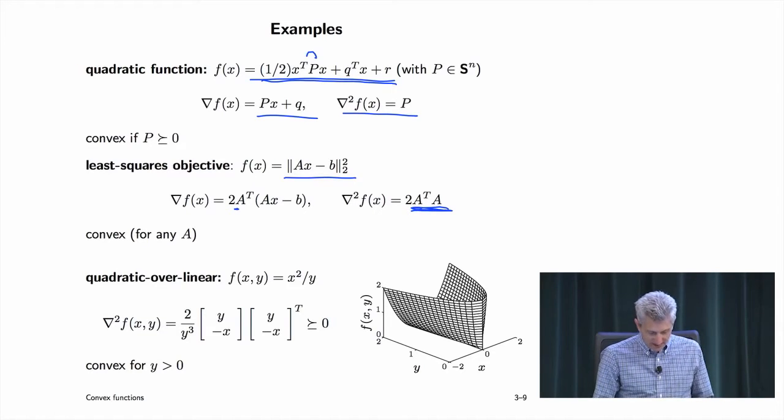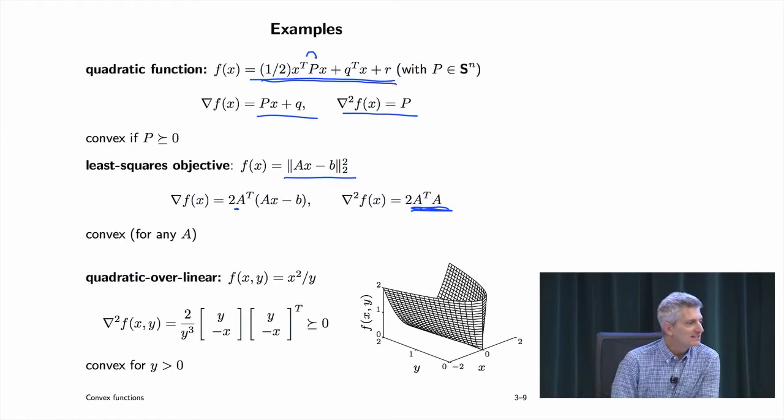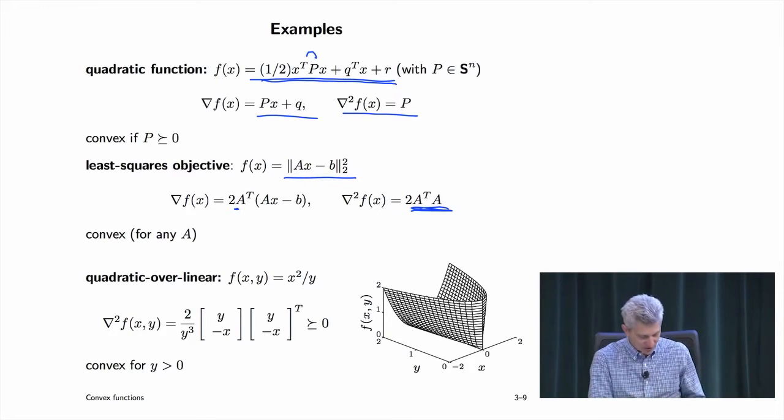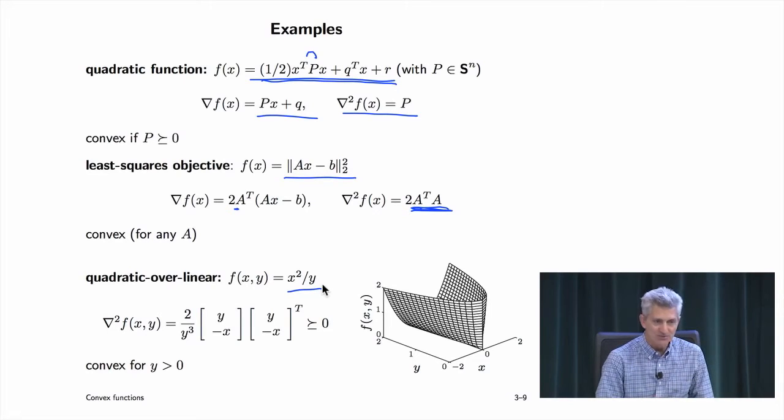And here is, I think, probably the simplest function. Well, we've already seen log det. That wasn't obvious. But this is a really simple function, and it's the first one most people don't know is convex. It's x squared over y. It's a function of two variables, x and y, and the domain is y has to be positive. And here's a plot of it.